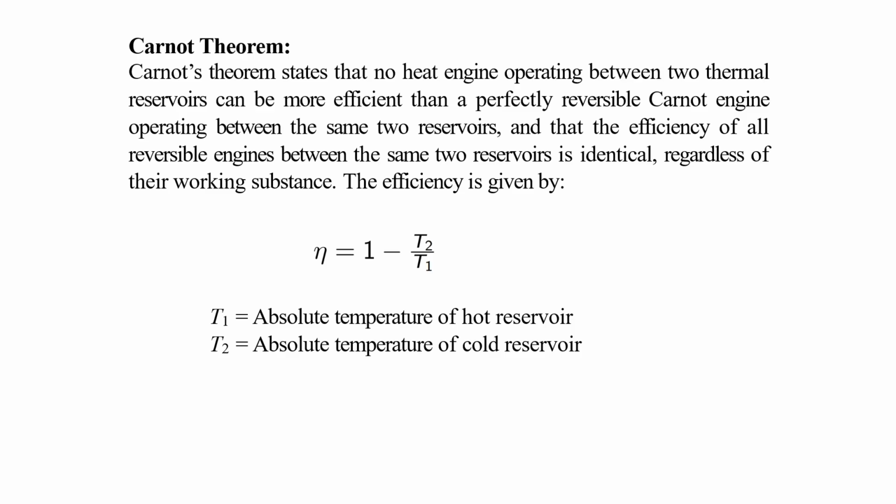The efficiency, as I mentioned, is given by 1 minus T2 by T1, where T1 and T2 are expressed in the absolute temperature scale. T1 is the absolute temperature of the hot reservoir and T2 is the absolute temperature of the cold reservoir. So efficiency is 1 minus T2 by T1, cold by hot. And since the value of T2 by T1 is usually less than 1, we get efficiency less than 100%.